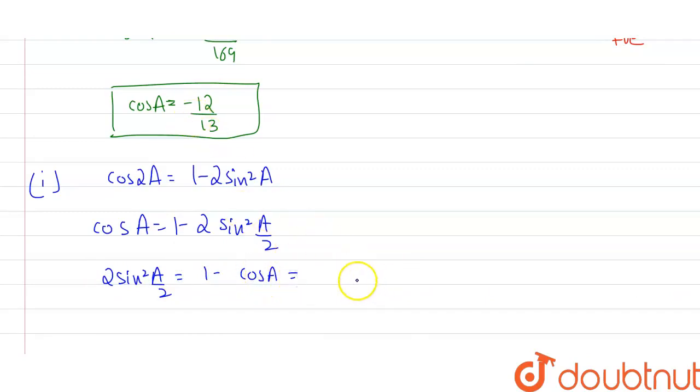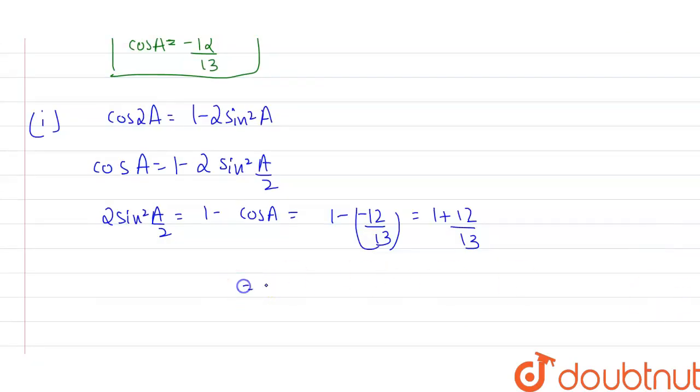We know that cos A is minus 12 by 13, so I can write minus 12 by 13. There's a big bracket here, so this will become 1 plus 12 by 13. And if I take 13 as LCM here, this will become 13 plus 12, which is 25, so 25 by 13.